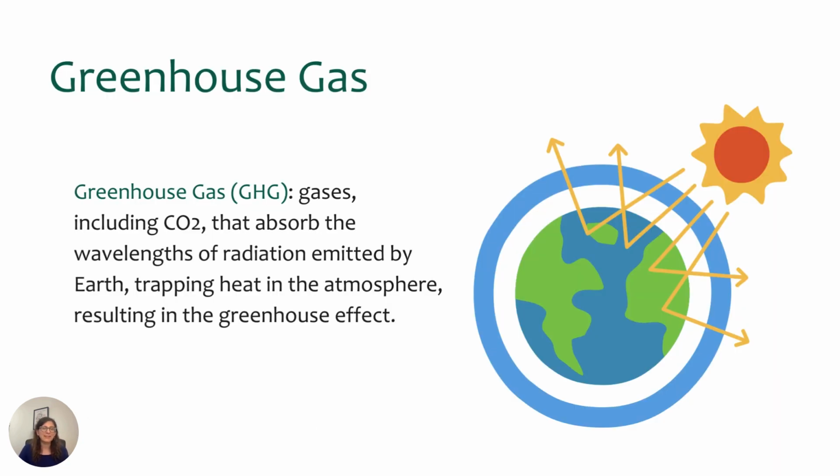To start off, let's take a look at what a greenhouse gas is. A greenhouse gas is any gas that absorbs heat that's reflected from the Earth's surface and traps heat within the atmosphere. This is the greenhouse effect. It's a bit like how the panes of the greenhouse trap heat in the greenhouse. And the greenhouse effect is one of the primary drivers of climate change.